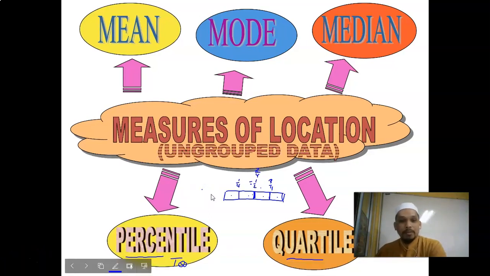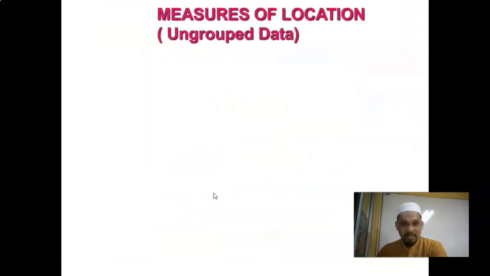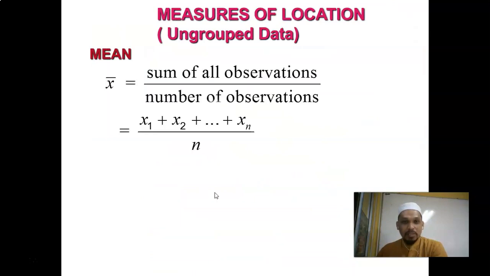Okay, so let's take a look at the next topic, measures of location for ungrouped data. So the mean is equal to the sum of all observations divided by the number of observations.